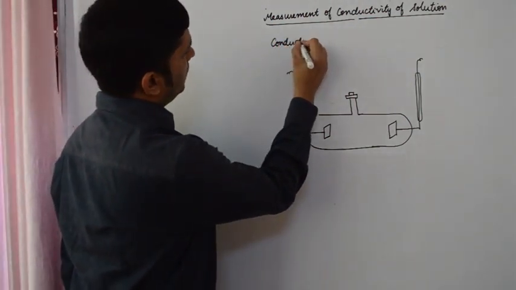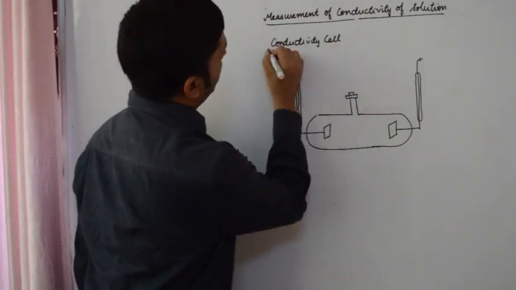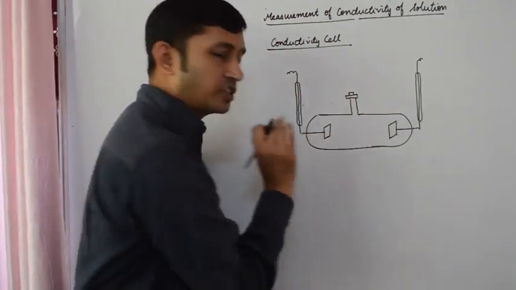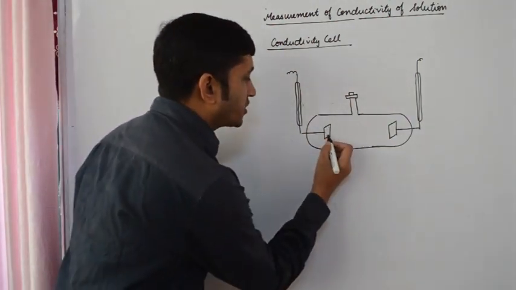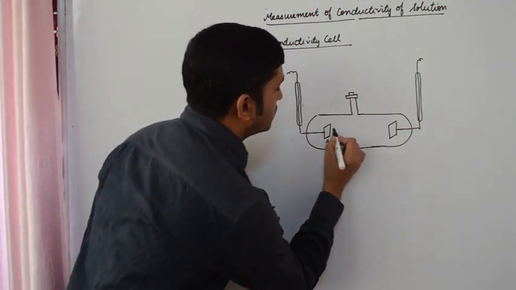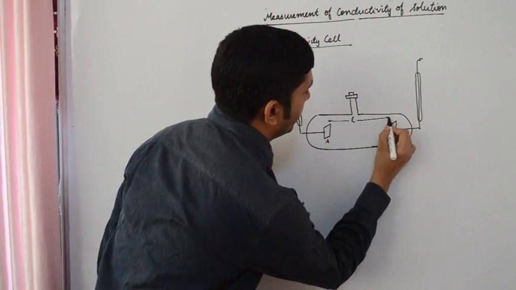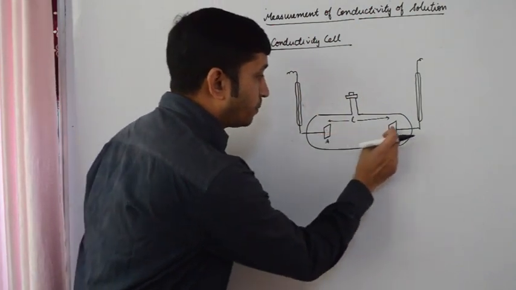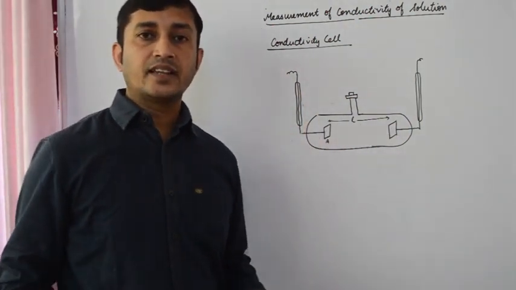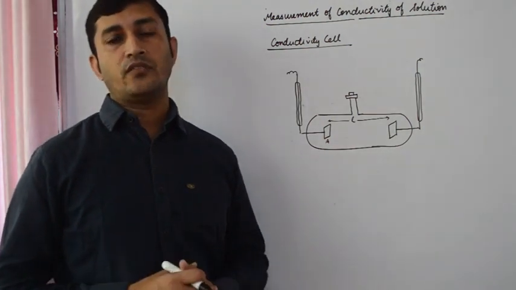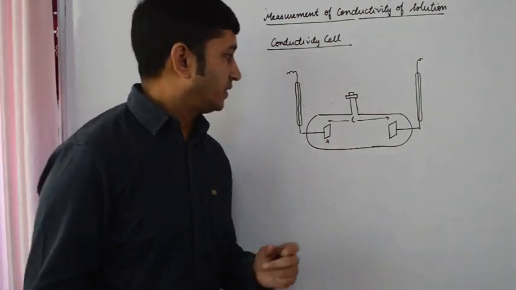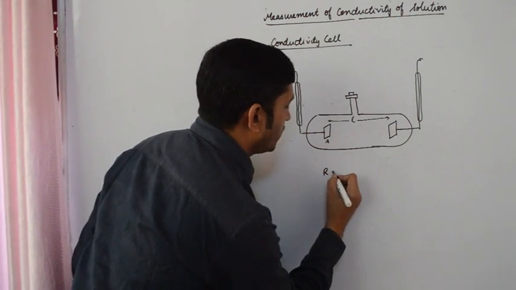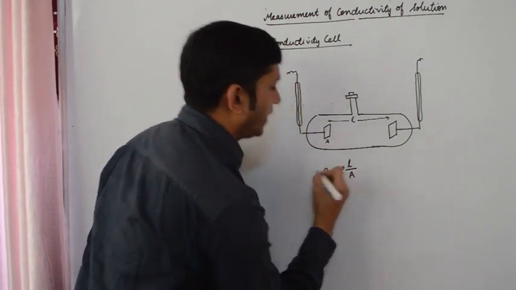Here is a diagram of commonly used conductivity cells. A conductivity cell consists of two platinum electrodes coated with platinum black. The area of cross section of this plate is A and distance between the two plates is L. Now, the column of solution confined between the plates of the conductivity cell is considered as a column of length L and area of cross section A. So, the resistance of that column of solution can be written as resistance is equal to rho L upon A.